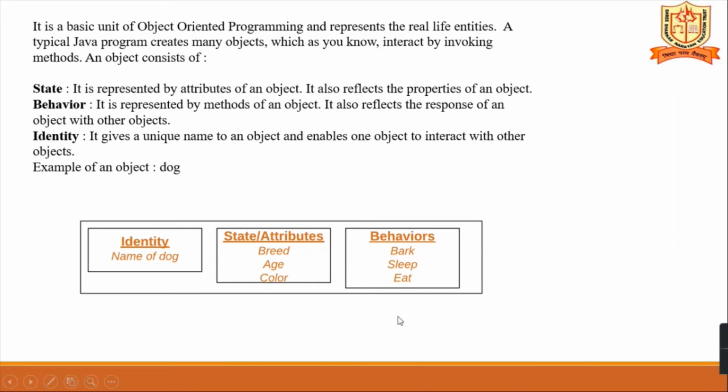So here the name is the identifier, the name of the dog. And what are the behaviors of the dog? A dog can bark, sleep and eat. And identity gives a unique name to the object and enables one object to interact with many objects. So the example is a dog. Attributes क्या करेगा उसका? Dog का age क्या है और कौन सा breed है और color कौन सा है. So these are the attributes.